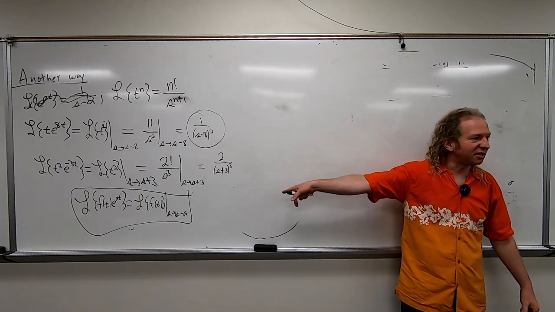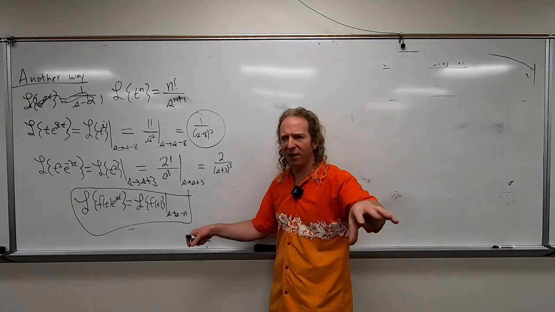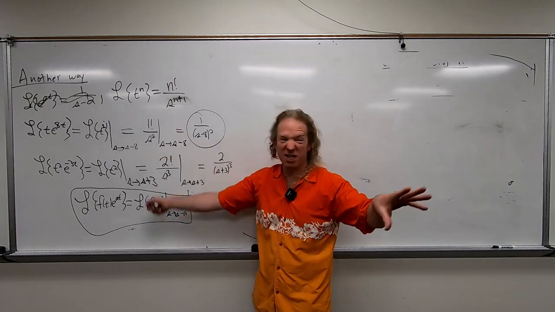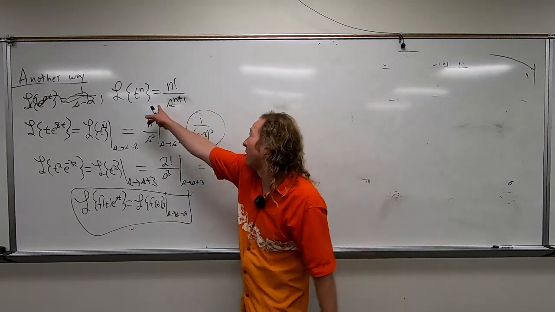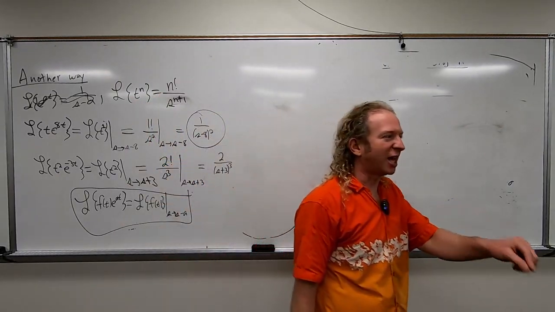If you look at the old test, it says find the following using any method. It's these. You can use the table though. You still have the table for this. If it says use the table, that means that they're easier.